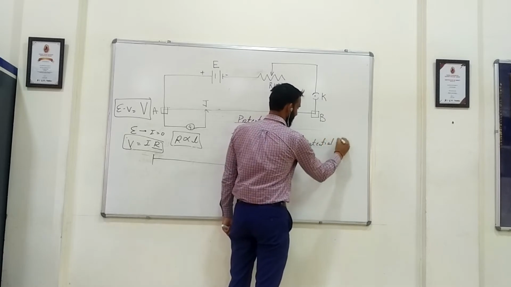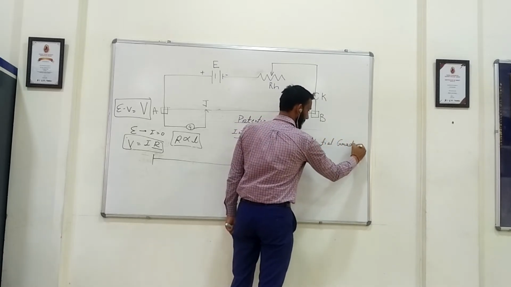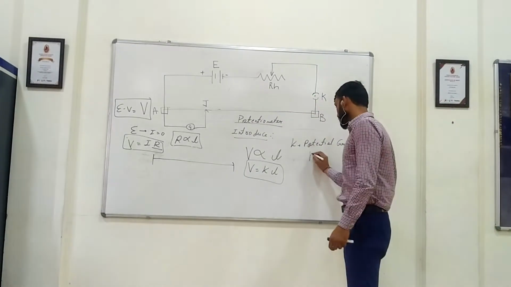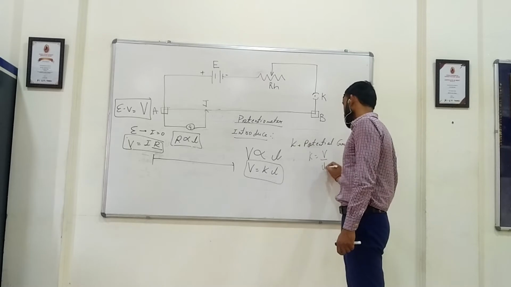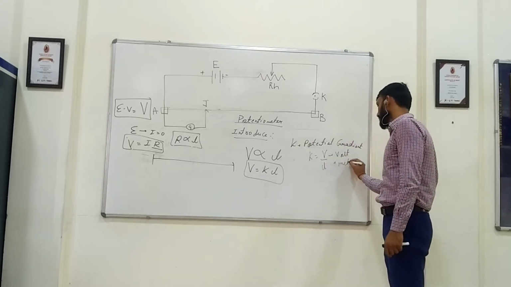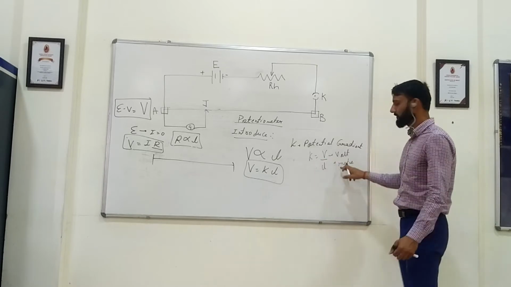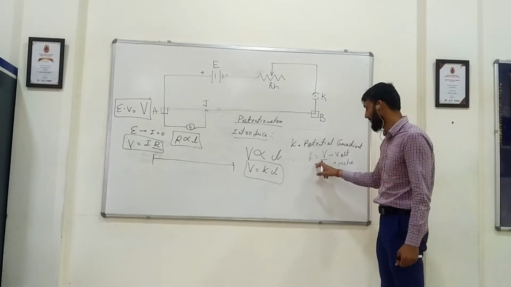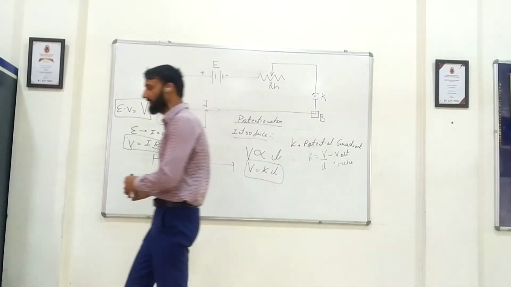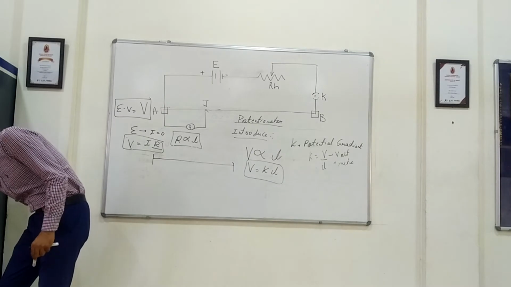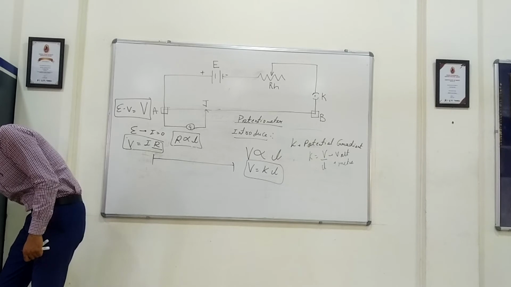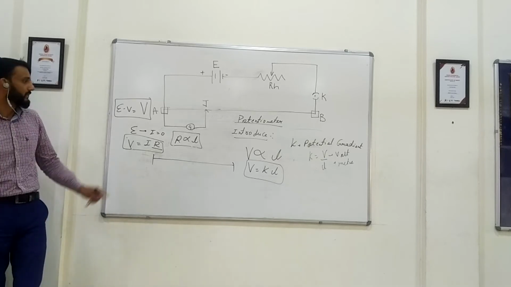Potential gradient. So if you take the formula for potential gradient, it will be K is equals to V upon L. V is the volt and L is the length, which is in meter. So K is volt per meter. So as you can see that K is inversely proportional to L. Right? So more the length, less will be K if V is constant. So that was about the principle.